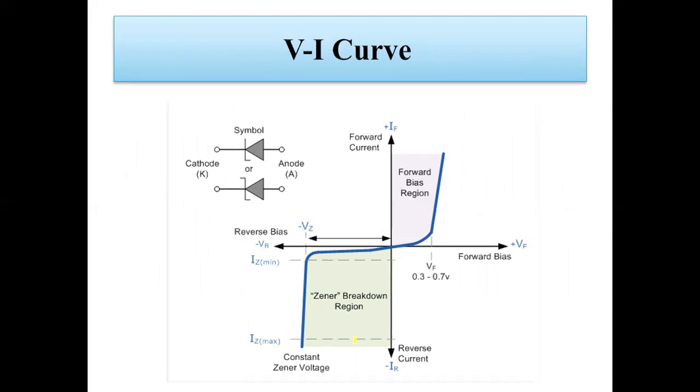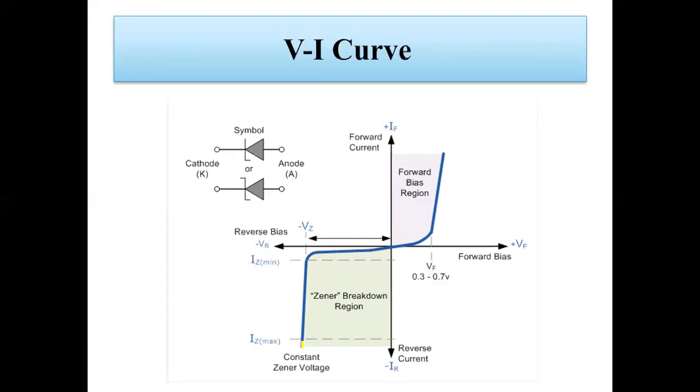We have the forward bias region, and we have the reverse bias region, that is the Zener breakdown region. In a certain area, we have I minimum, and with the increase of voltage, we have the maximum amount of current, and the voltage is a constant Zener voltage.